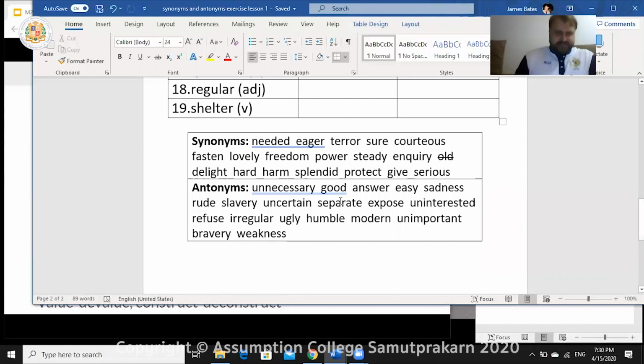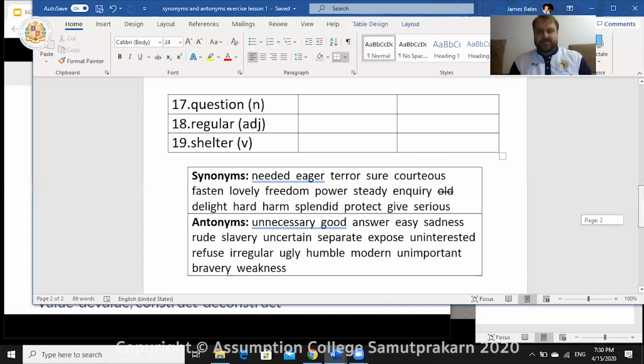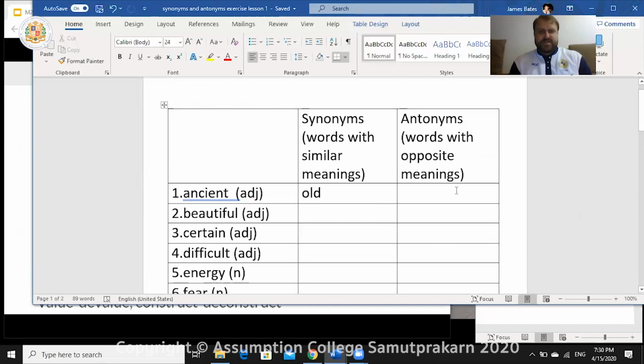Unnecessary, good, answer, easy, sadness, rude, slavery, uncertain, separate, uninterested, irregular, ugly, humble, modern, unimportant. So how about that? If we're talking about a building, what might you say? You're talking about something which is new? Yeah, you could say it's modern. So an antonym of ancient would be modern.